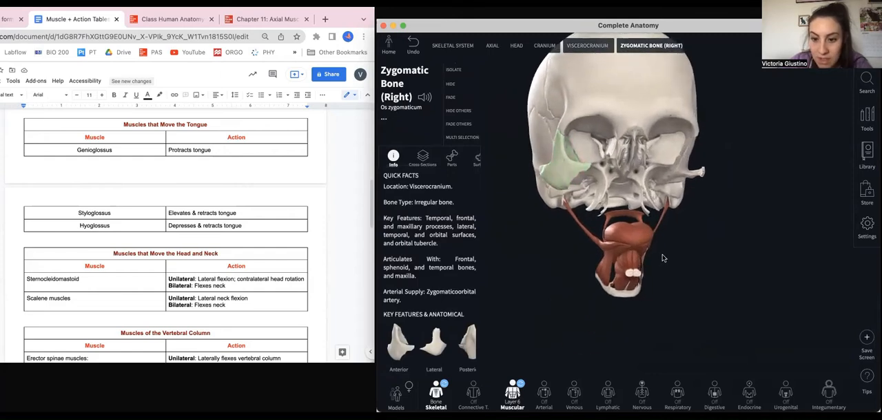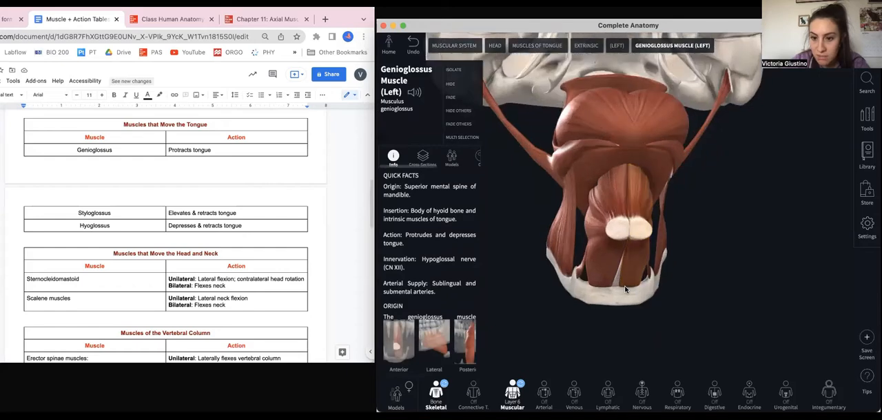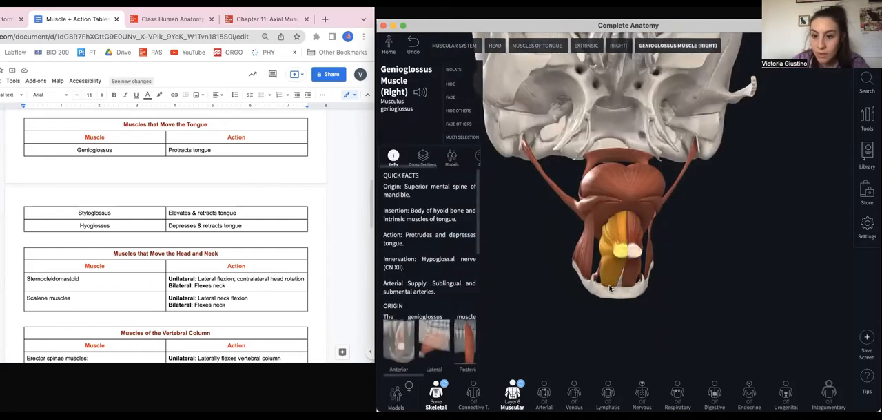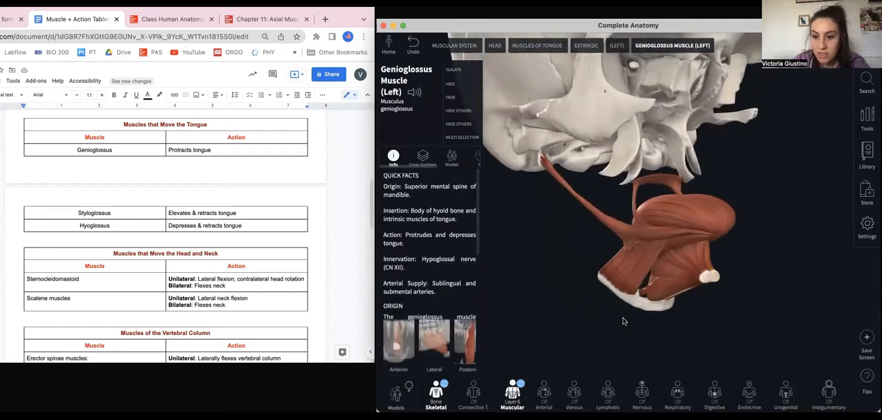All right, so the 3 muscles that move the tongue, starting with right here, it's your genioglossus muscle, right? You have 2, one on the right and one on the left here. So the genioglossus, it's going to originate on the anterior mandible and then inserts right into the body of the hyoid bone and then also right into the tongue there. You can see that clearly right here.